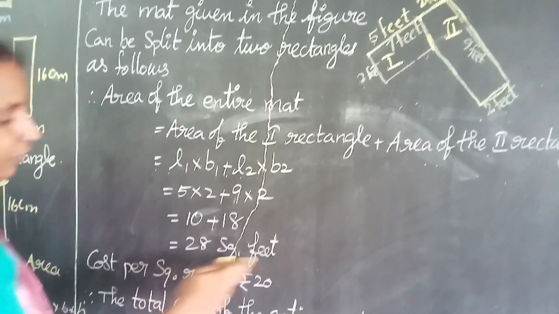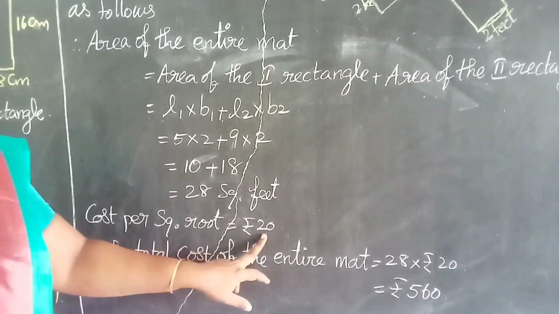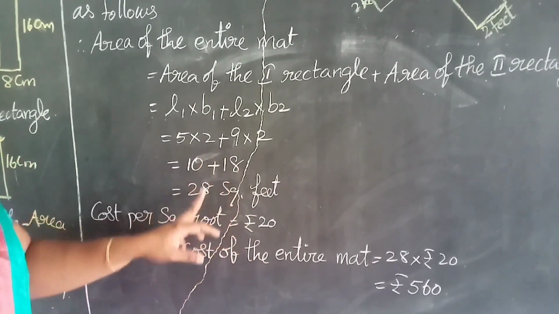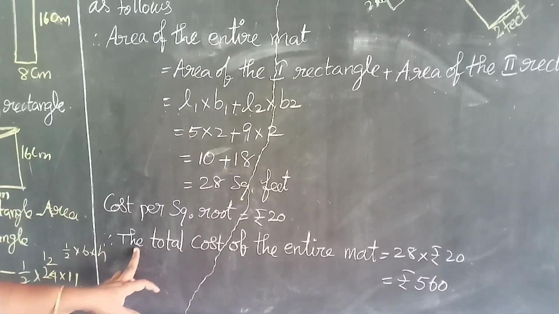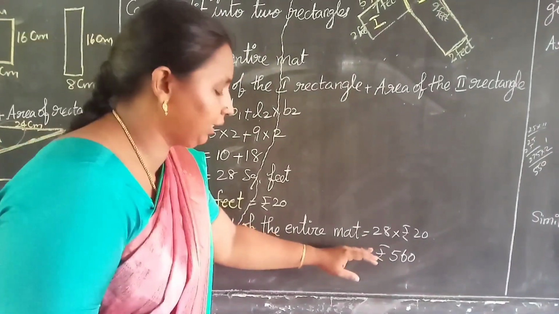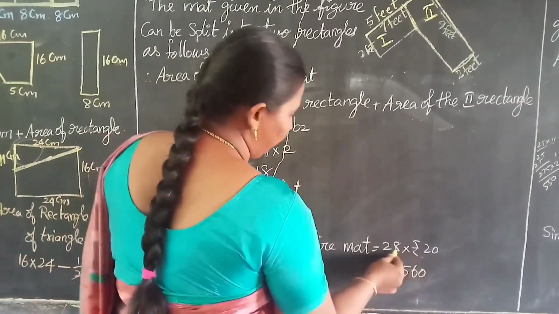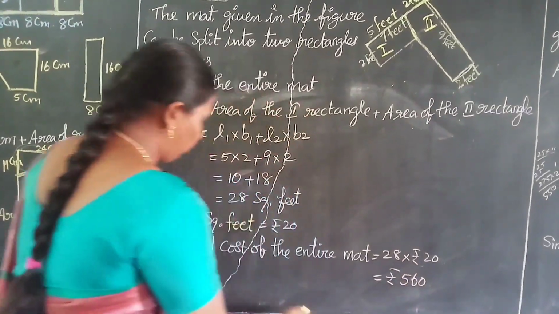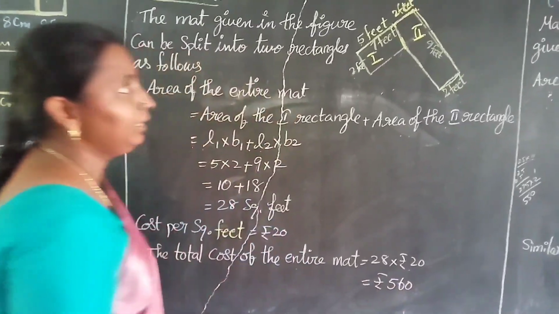10 plus 18 will get 28 square feet. The given cost per square feet is rupees 20. So what is the area of the mat? 28, you know. So you have to multiply 28 into 20. So the total cost of the entire mat equals 28 into rupees 20. If you multiply now you get 560. So the entire cost of that mat is rupees 560.